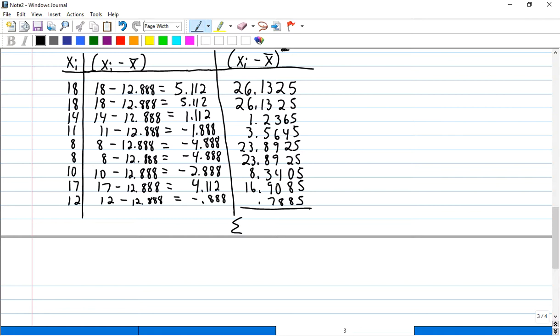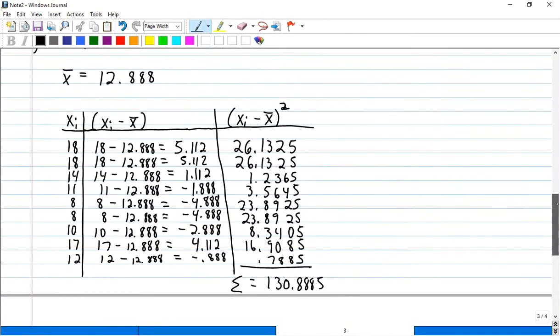Alright, so after you add those up, see if you get this. See if I'm right, because again, it's easy to make a mistake. I got 130.8885. Okay, so that's the sum. That's not the answer to everything. That's just the sum of all of those squared.